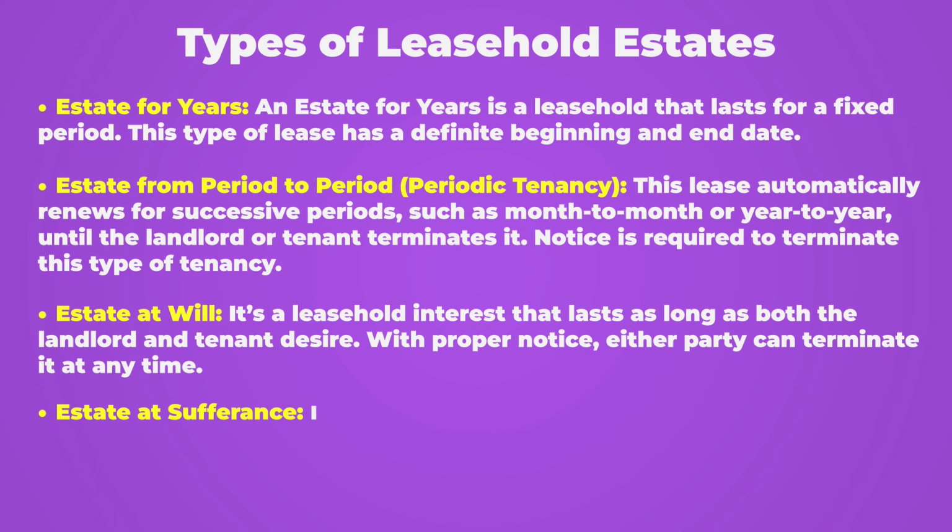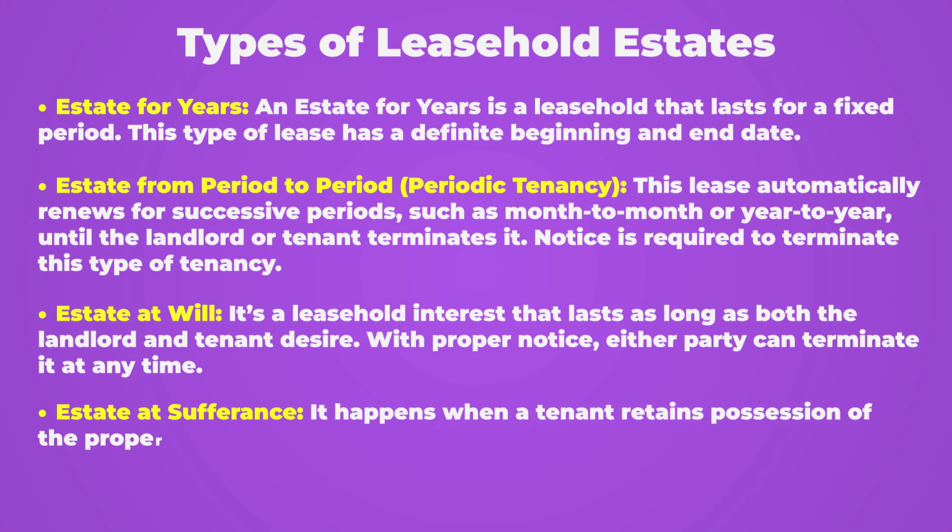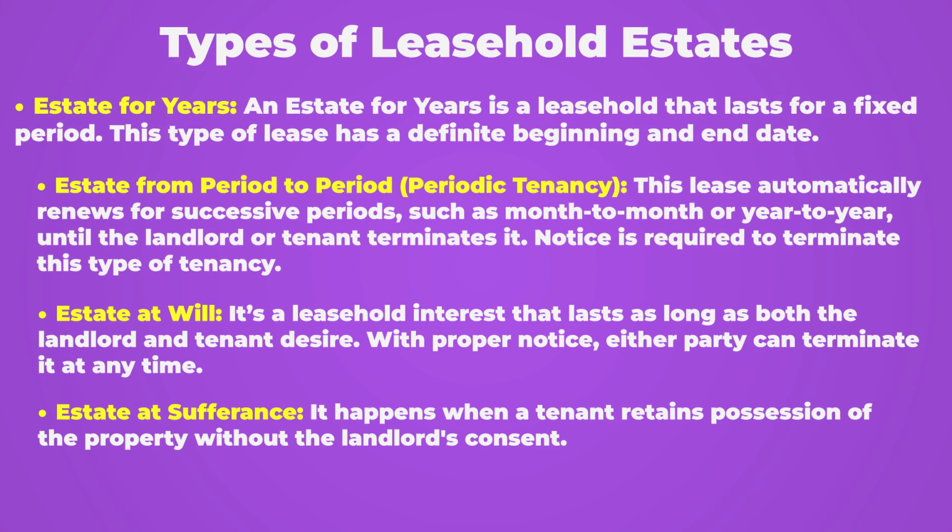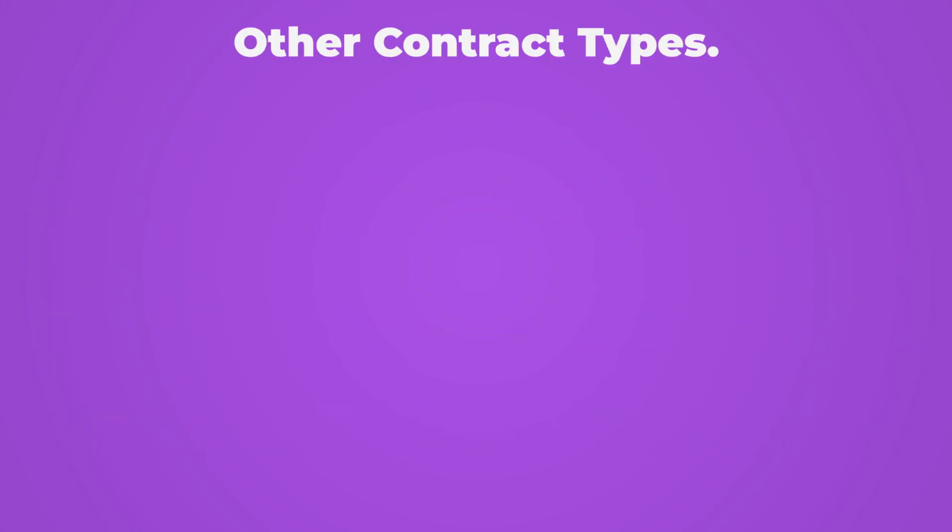Estate at sufferance. An estate at sufferance happens when a tenant retains possession of the property without the landlord's consent. An example can be when the tenant is notified that the lease is terminated and they don't go, or when a tenant doesn't pay the rent. In that case, the landlord can evict the tenant at any time, and the tenant may be liable for damages. Let's continue with the other contract types.